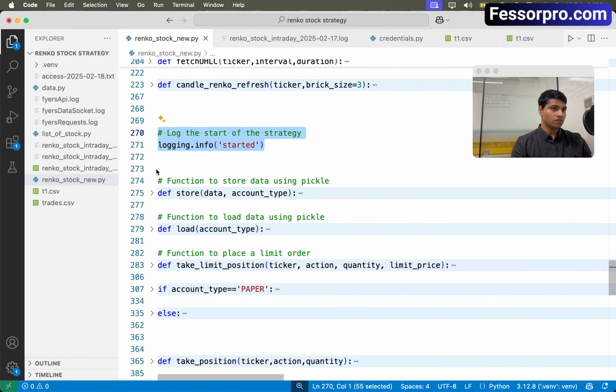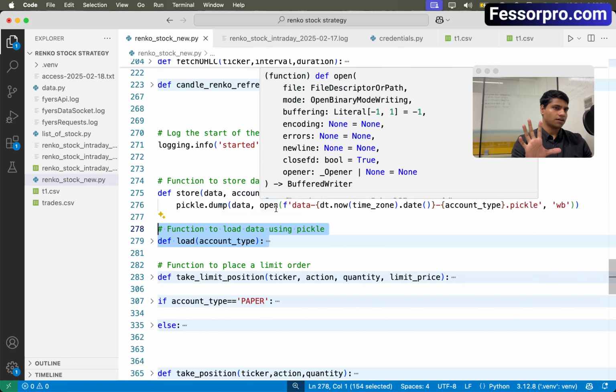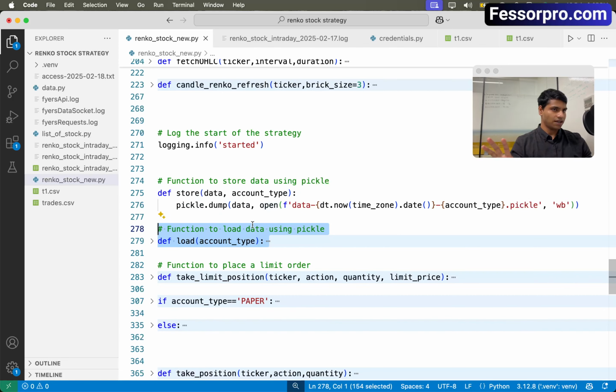Then I've created two functions. One is the store function and one is the load function. The store function will simply store the data into a pickle file, and the load function will simply read the data from the pickle file. Now, when I'm calling the store function, I have to send the data and I have to specify the account type.